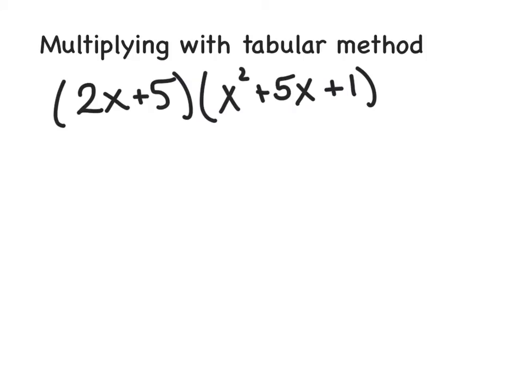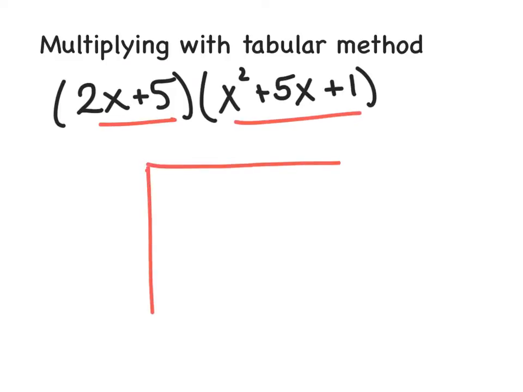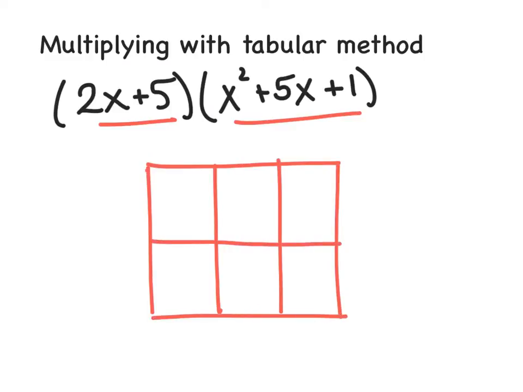So before we get into dividing polynomials, let's remember how to multiply with the tabular method. If I want to multiply these two factors together, we can distribute or use the tabular method. The tabular method simply makes a table. So this would be a 2 by 3. I'm going to make 3 columns and 2 rows. On top I'm going to say this is x squared, a positive 5x, and a positive 1. And then I'm going to call this side 2x and plus 5.